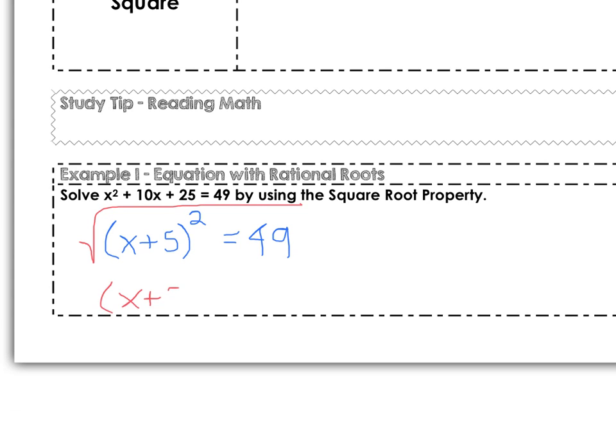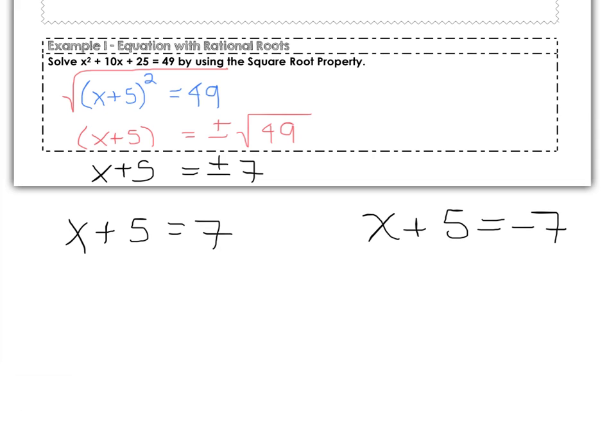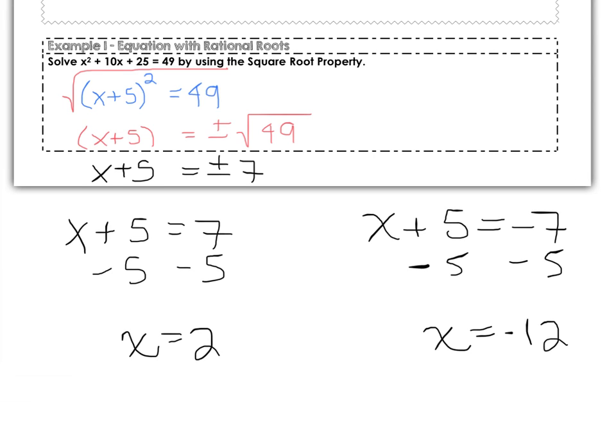Now notice, whenever you take the square root of a quantity, you're going to end up with a positive or a negative. The reason is that the quantity in parentheses could have been positive or negative, because a negative number squared would have given you still a positive 49. So now we have plus or minus the square root of 49. That tells me I could be positive or negative 7. To help myself stay organized, I'm going to create my two separate equations. x plus 5 equals positive 7 and x plus 5 equals negative 7. For both of them, I'm just going to subtract 5. So we get the solution 2, and we also get the solution of negative 12.